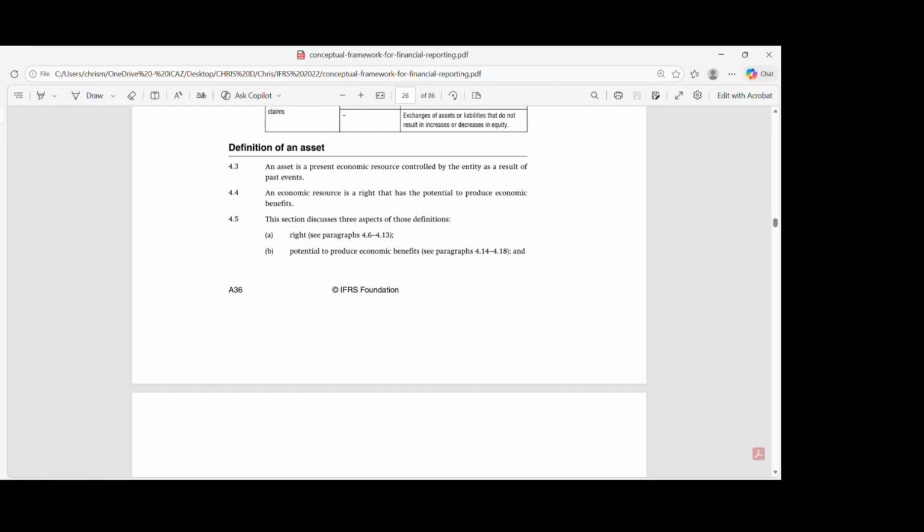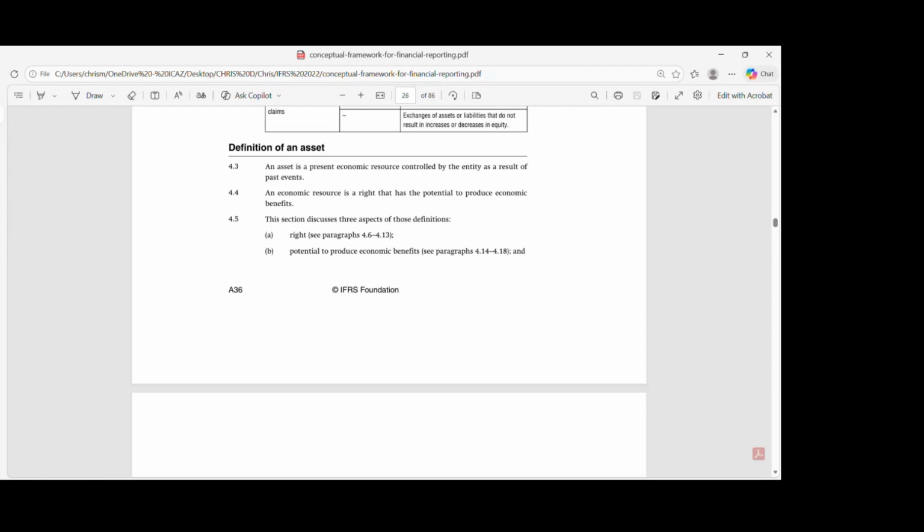Paragraphs 4.6 to 4.13. An asset is not just a physical thing, it is a right. Principle: a right can be the right to receive cash, the right to receive goods or services, the right to use an asset, even intellectual property rights.